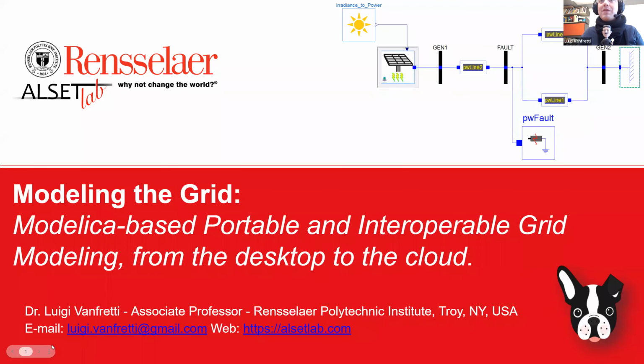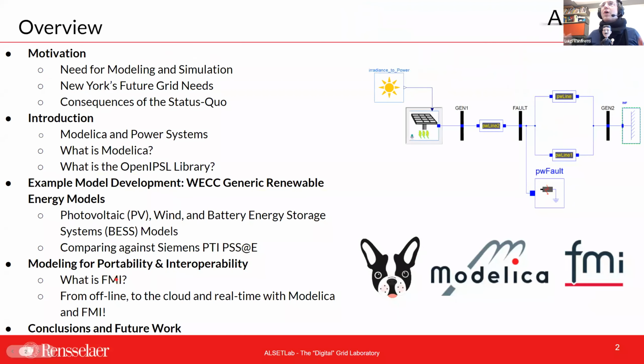Okay, let me just turn on the laser pointer, and there we go. So why do we need modeling and simulation in general terms is going to be the main motivation, but also in New York State, we have future grid needs. And if we don't evolve from the status quo, what are going to be the consequences? And how can I make these predictions? The reason is that it has already happened in other places. So we have some evidence of why we need to adopt a more efficient and interoperable process.